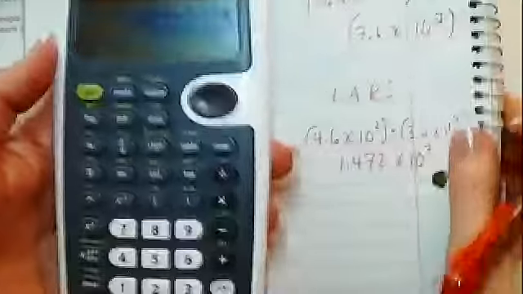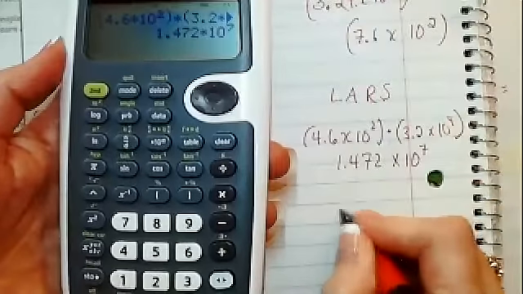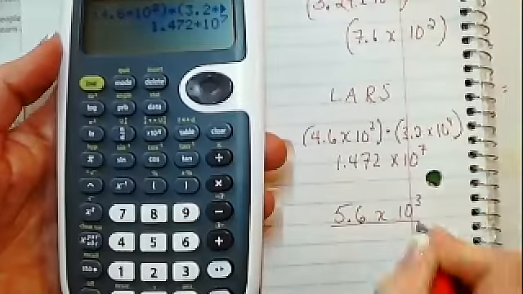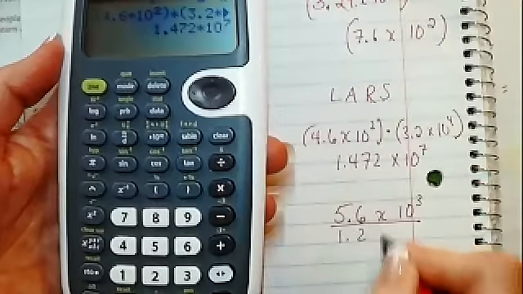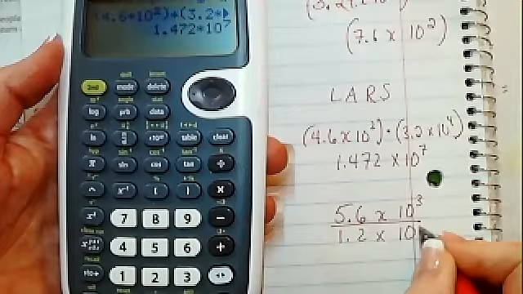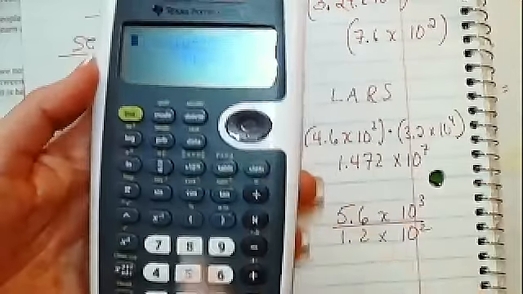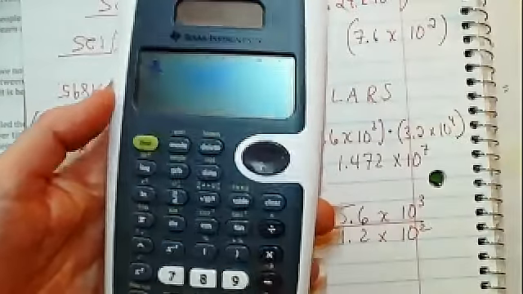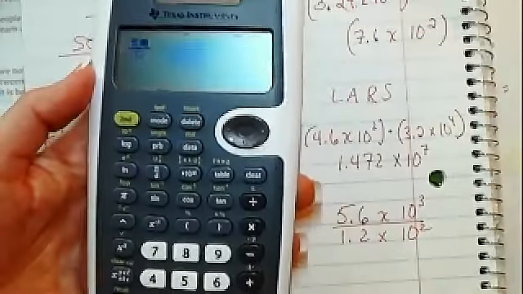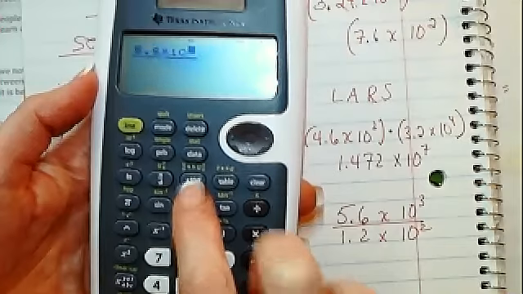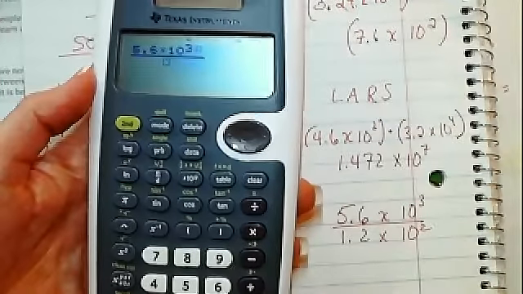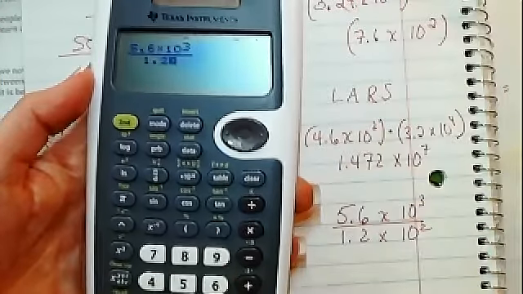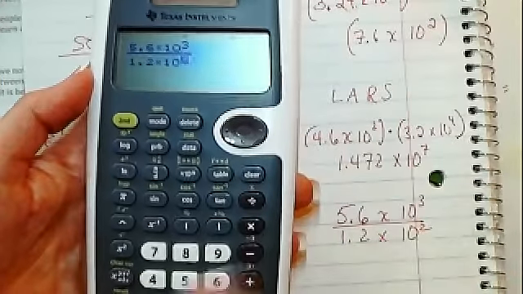Awesome. All right, what if I have a division problem? What if I have 5.6 times 10 to the 3rd divided by, I don't know, 1.2 times 10 to the 2nd? All right, well, I'm going to make it look just like that in my calculator. I'm going to do a fraction button. I'm going to do 5.6 times 10 to the n. My n is 3. Over, so I have to arrow down. 1.2 times 10 to the 2nd.